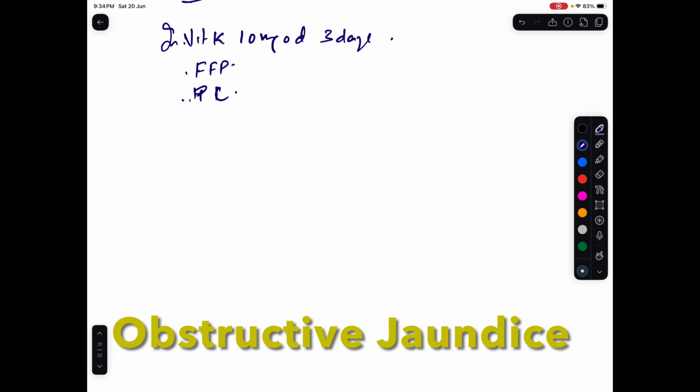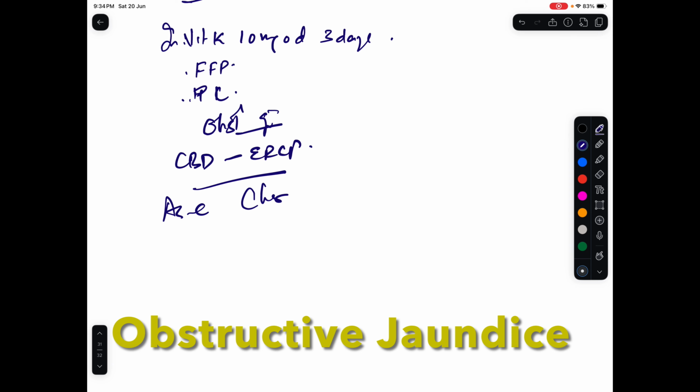What could be the cause of silent obstructive jaundice? Carcinoma head of the pancreas. What is the investigation? CBD stone, ERCP. If the patient has fever and chills, that will be called ascending cholangitis, Charcot's triad. It involves fever, pain, jaundice. It has to be managed by the CRISP protocol: high flow oxygen, IV fluids, intravenous antibiotics, urine output monitoring, antibiotics such as cephalosporins.